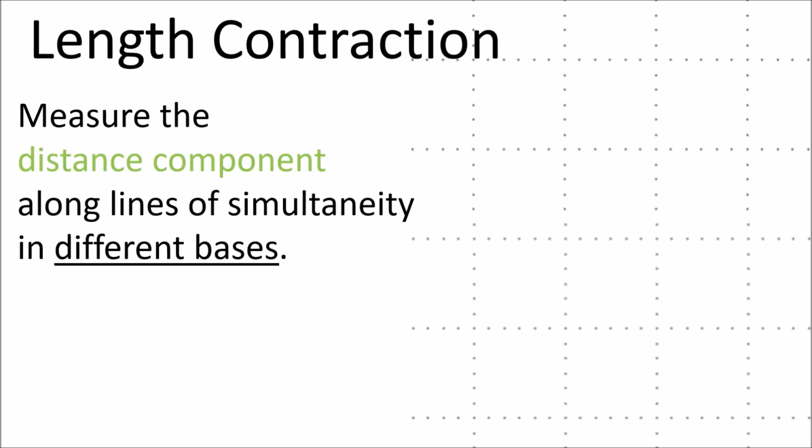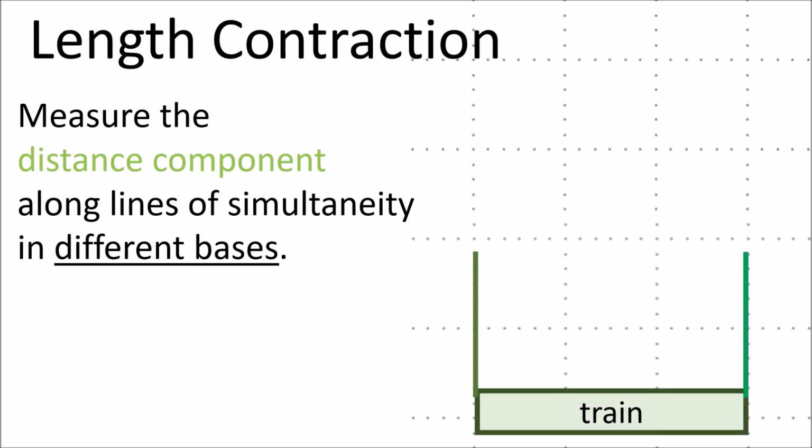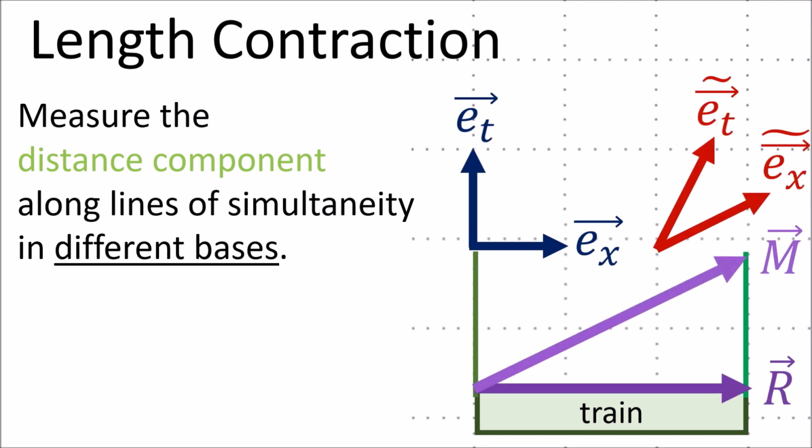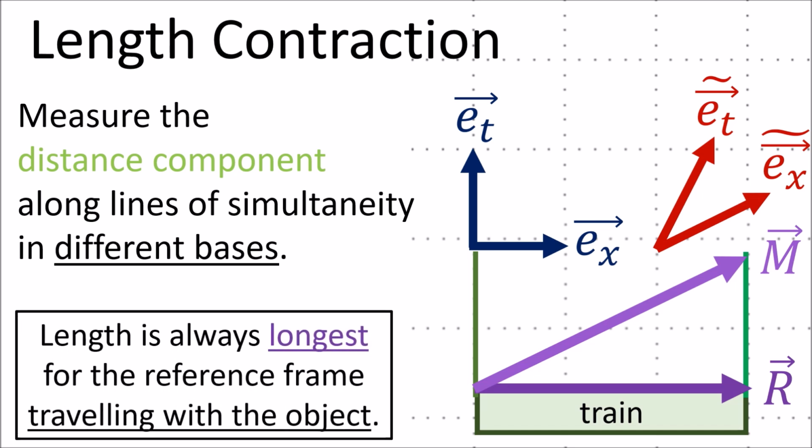And length contraction is just the result of measuring an object's length along different lines of simultaneity. Also, an object is physically longest when it is at rest, measured according to its own reference frame. All other lengths measured in different reference frames will be contracted to be shorter.